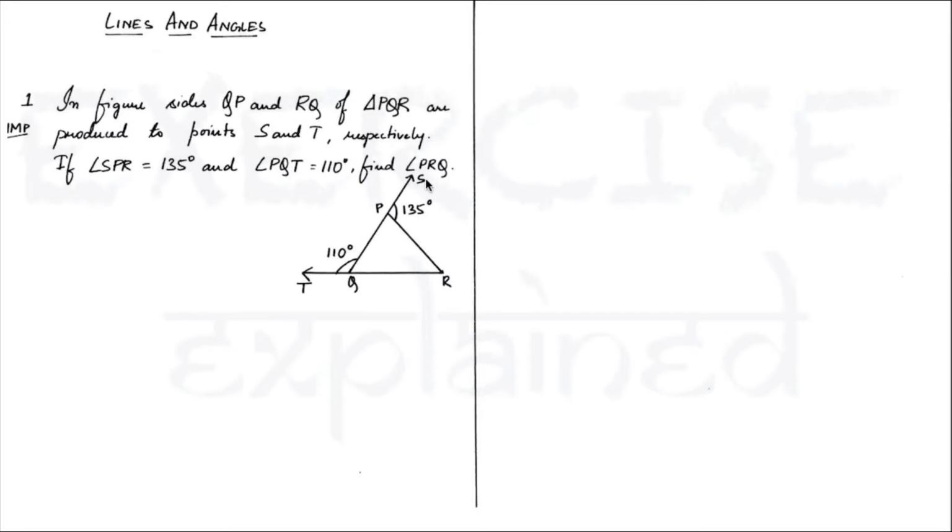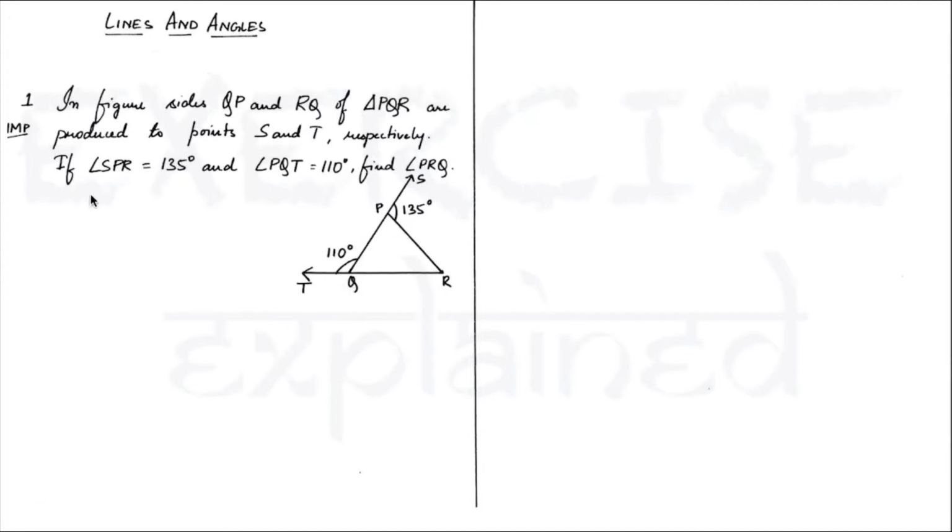So what is being given here is this PQ, you can see here, is being extended to S, and this QR is extended to T. The value of angle SPR is given as 135 degrees and angle PQT is given as 110 degrees. We need to find PRQ, that is the angle over here, that is PRQ.